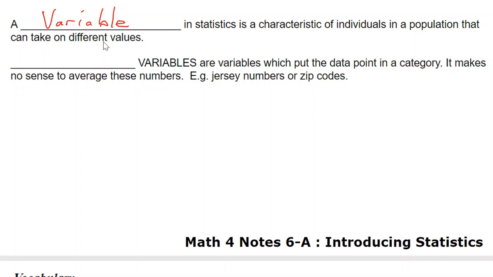We're refreshing our memory on terms from Math 3. Now, the first thing that we're going to look at is, it's not categorical, it is qualitative.